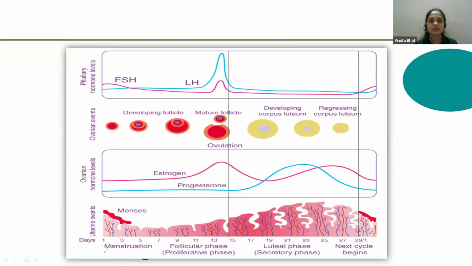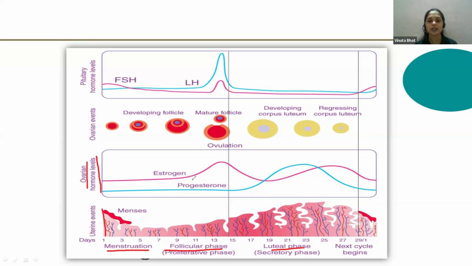Here, in the menstrual cycle, you can mainly observe four phases. Menstruation phase, follicular phase, luteal phase. This diagram is also very important for your competitive as well as board exam. Uterine events are given here, meaning what happens in the uterus during the menstruation phase, follicular phase, luteal phase, and the next cycle. And ovarian hormone levels: the ovary also releases the hormones called estrogen and progesterone in the different stages.